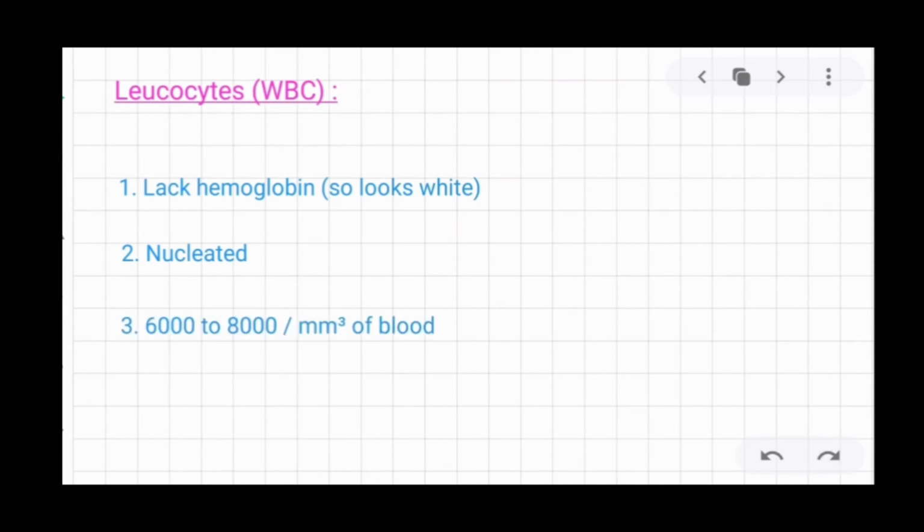And the count is from 6,000 to 8,000 per cubic millimeter of blood. And they are short-lived. The lifespan is short. They get destroyed quickly and form quickly. They have a shorter lifespan because they are defense cells and they need to be recycled every time, because the pathogens are always advancing day by day.